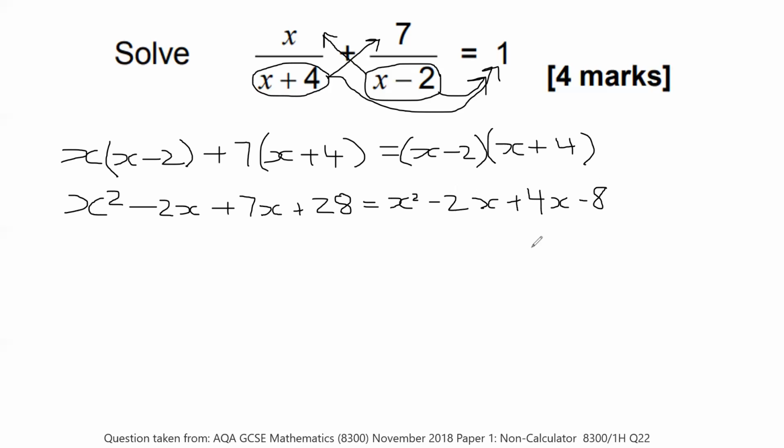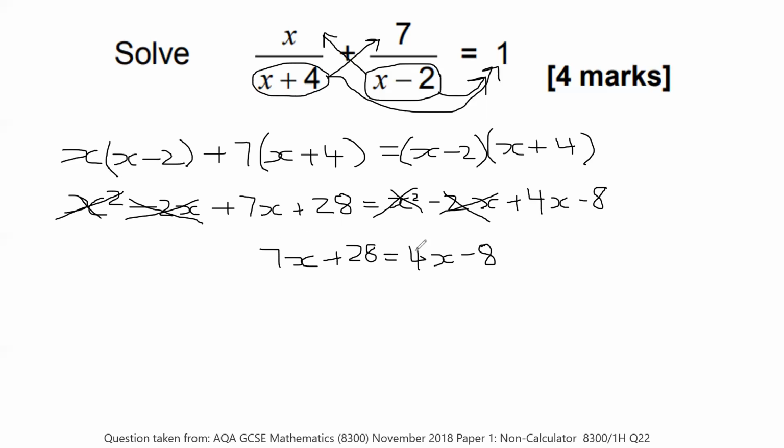So hopefully as we start looking at this question, you can see that there are some terms that are found on both sides. Because they're seen on both sides of the equation, we can then cancel them out. So we can cancel out the x squared on both sides, and then the same for this minus 2x, because again, that's found on both sides. So now we're starting to get a much simpler equation that hopefully you feel able to solve. So we end up with 7x plus 28 equals 4x minus 8.